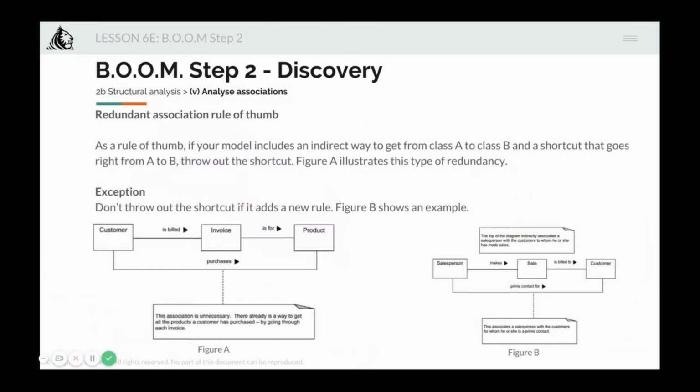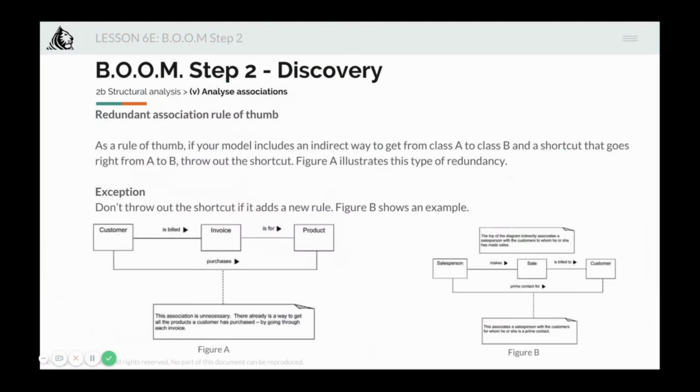Another important thing to understand is redundant association. As a rule of thumb, if your model includes an indirect way to get from class A to class B and a shortcut that goes right from A to B, throw out the shortcut. Figure A illustrates this type of redundancy. In figure A, the associations that run along the top of the diagram require a system to track all the invoices billed to a customer and for each invoice to track all the products appearing on it. This implies that the system is required to track the products purchased by each customer. The shortcut adds nothing new, so it is removed.